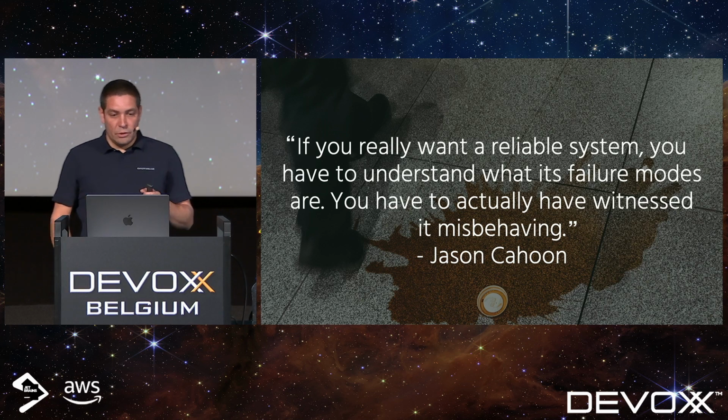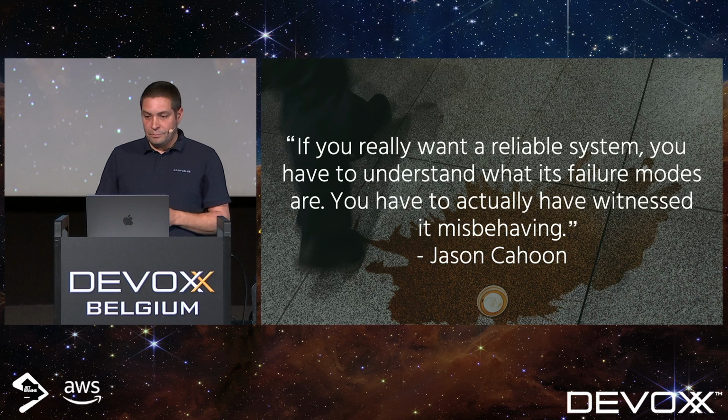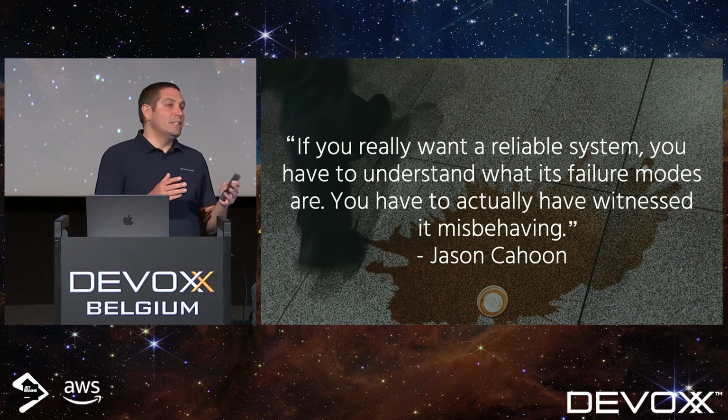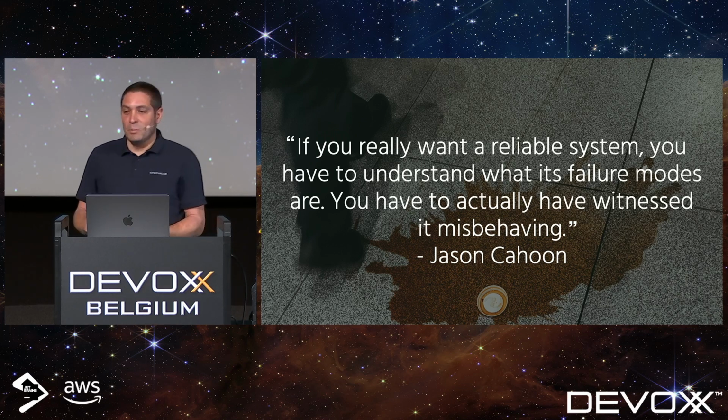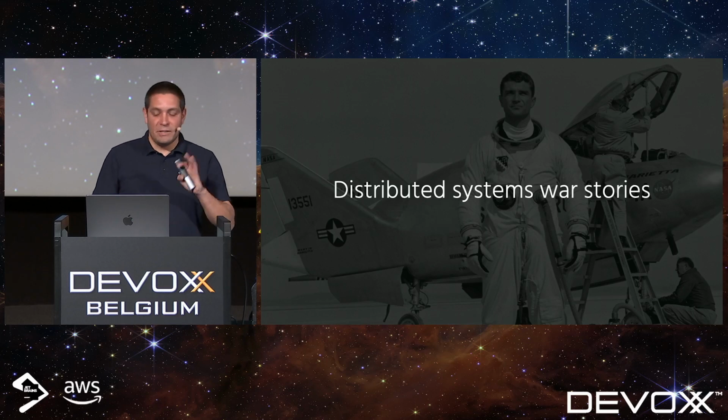Jason Cahoon, the author of the Google chapter in the Chaos Engineering book, said, if you really want a reliable system, you have to understand what its failure modes are. So you have to actually have witnessed the system misbehaving. Misbehaving systems are my favorite. So we're going to look at 3 cases there. Should work in 6 minutes.